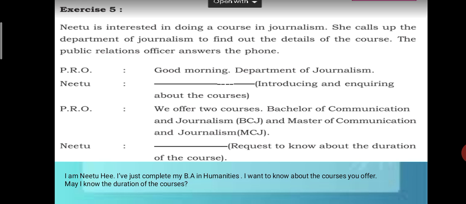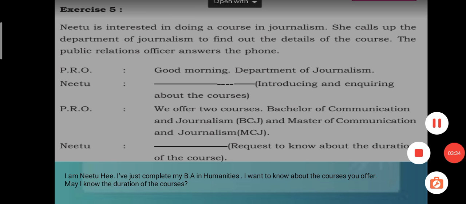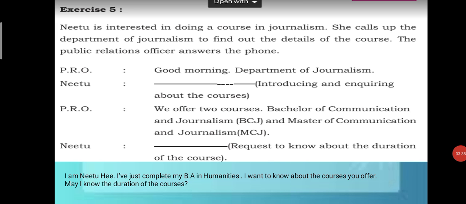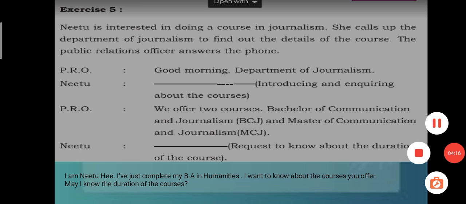Now we are going to exercise number 5. Neetu is interested in doing a course in journalism. She calls up the Department of Journalism to find out the details of the course. The public relations officer answers the phone. So Neetu wants to do a course in journalism. So she needs to call and ask for information.